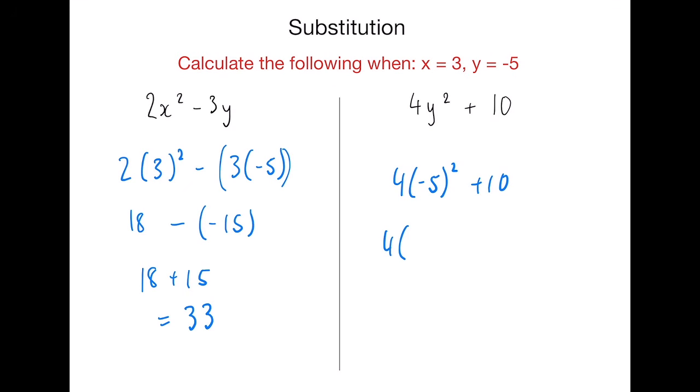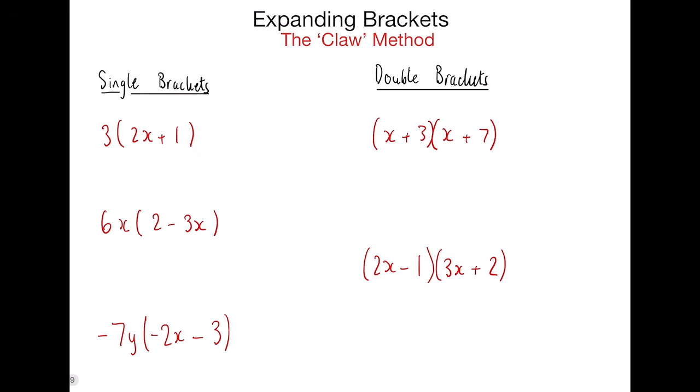Now minus 5 squared, minus 5 times minus 5, is actually going to be positive 25. Add 10, so we have 100, add 10, which is 110. Expanding brackets. I like to refer to something called the claw method.